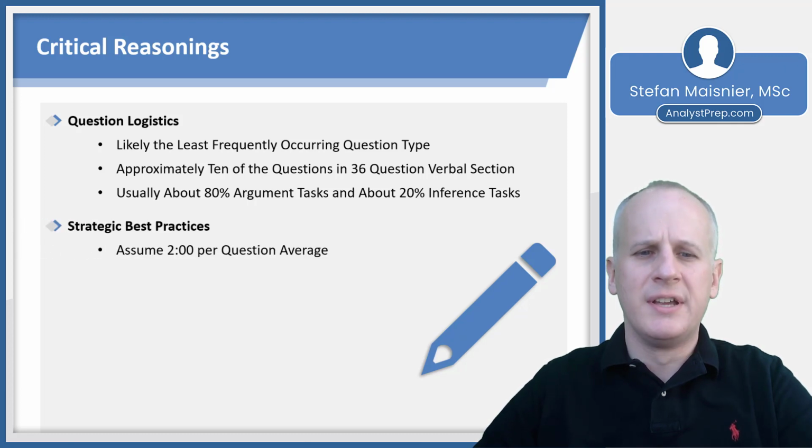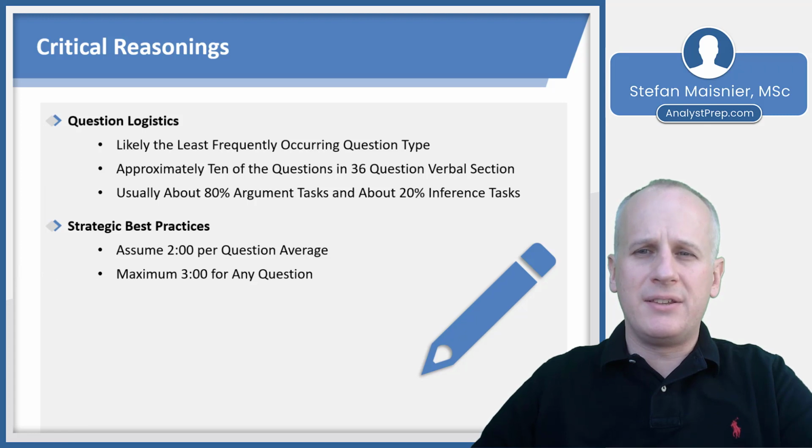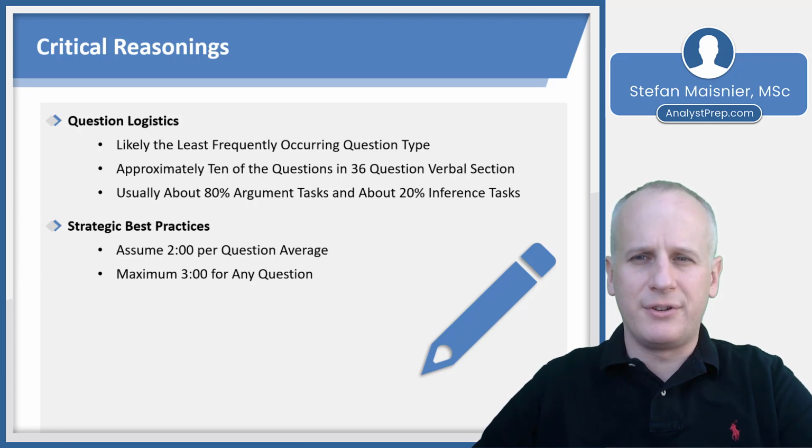Now, strategically, you want to assume about 2 minutes per question on critical reasonings in the GMAT. And this is going to be a hair over a minute 48 per question on average if you were just to set a mean for all 36 questions in that 65 minutes. And you can have up to 3 minutes for any critical reasoning, especially earlier in the section, because we do know that earlier questions in the sections do have a greater impact on the GMAT overall scoring curve.